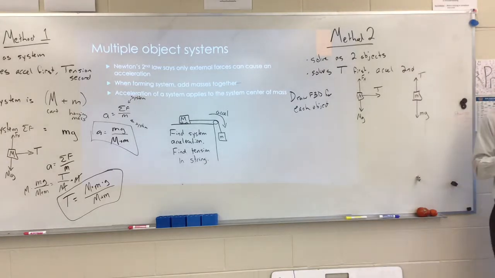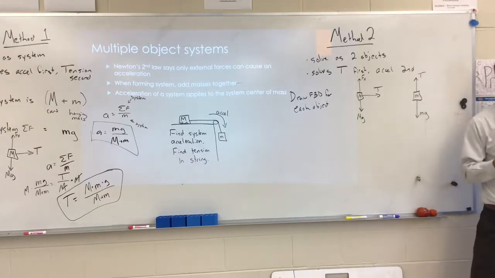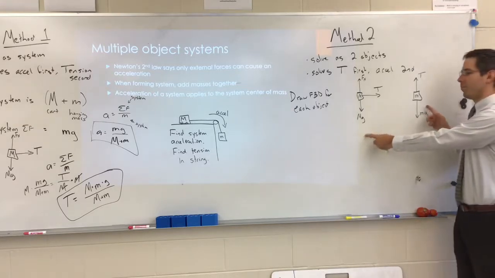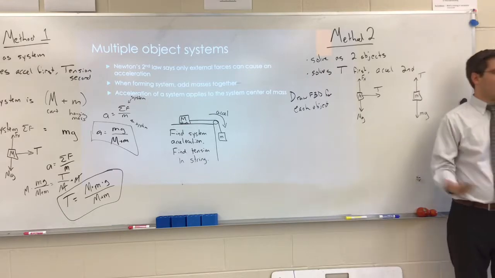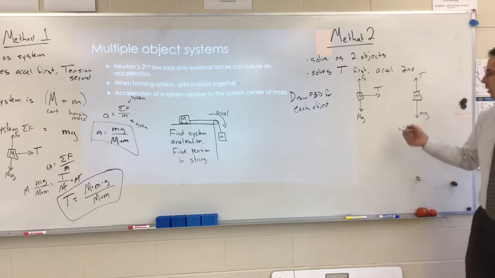Alright, so we got two free body diagrams, and what we're going to do here is write Newton's second law for both of them, and then we're going to use some substitution to solve for our variables. We're going to end up with two unknowns in this. We have unknown acceleration and an unknown tension, but we have two objects. We can write two equations, and then we can solve them together. So that's kind of our mathematical process.